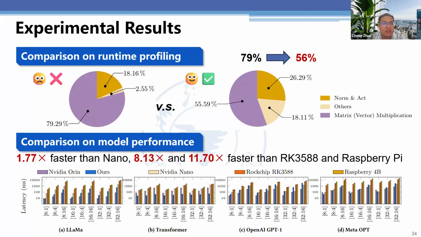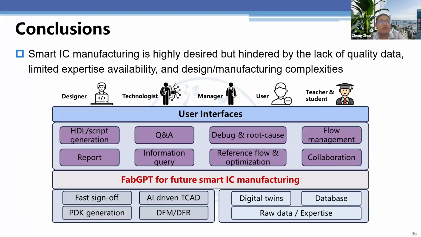So if we look at numbers, the proposed design is about 1.77 times faster than Nano and almost 10 times faster than RK3588 and Raspberry Pi. So this is all about the inference results. So finally, I want to briefly summarize the talk.